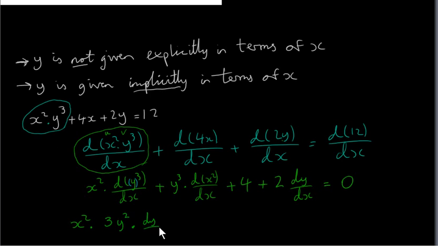So we differentiate y with respect to x. So we get 3y squared dy dx when we differentiate y cubed with respect to x. That's just the chain rule. What about here? We have y cubed times the derivative of x squared with respect to x. Well, if we differentiate x squared with respect to x, we get 2x.